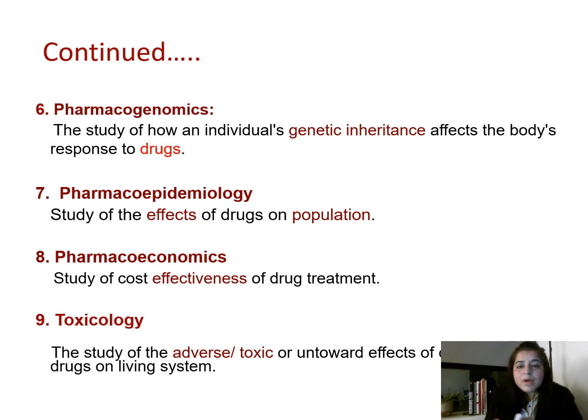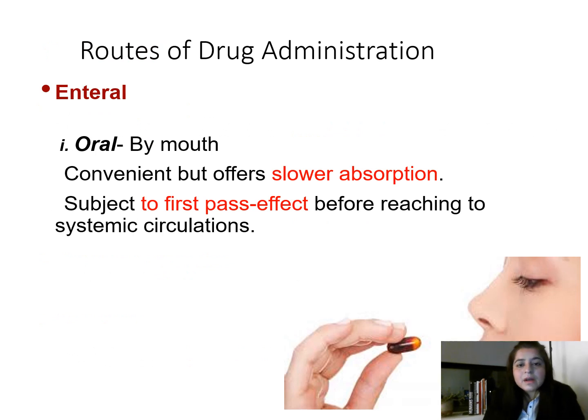In pharmacoepidemiology, we study the effect of a drug in a certain population. And in pharmacoeconomics, we study how cost effective the drug is. And toxicology, also a sub-branch of pharmacology, we study the adverse or side effects of a drug. Now we will be studying the different routes of drug administration.